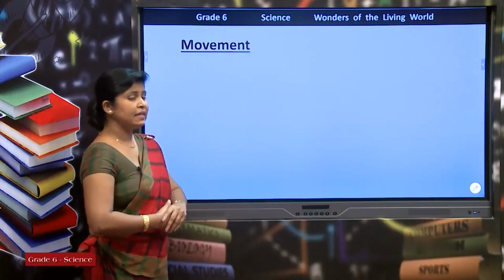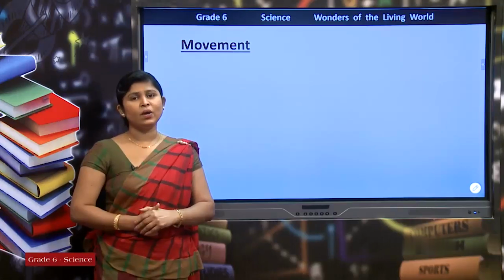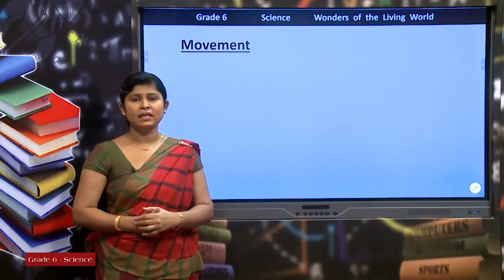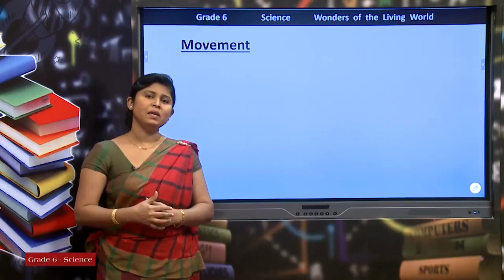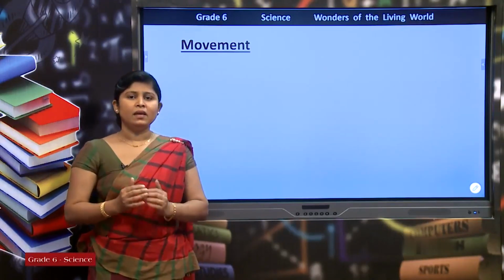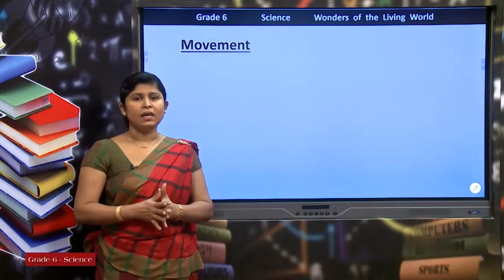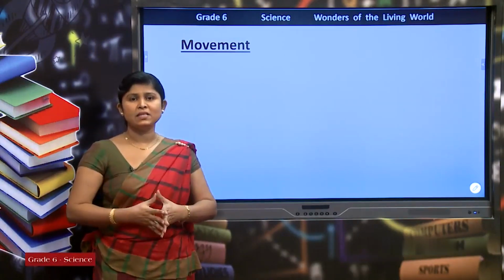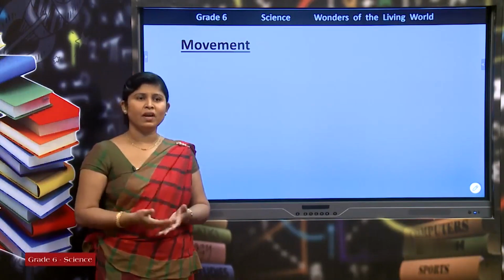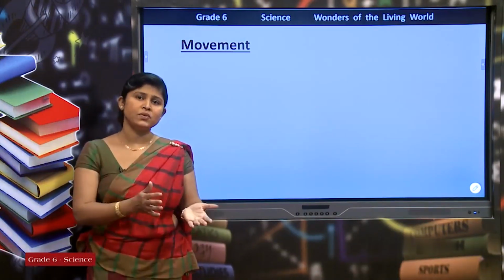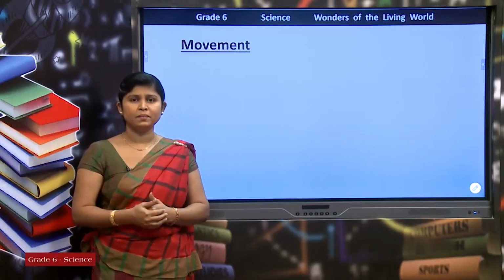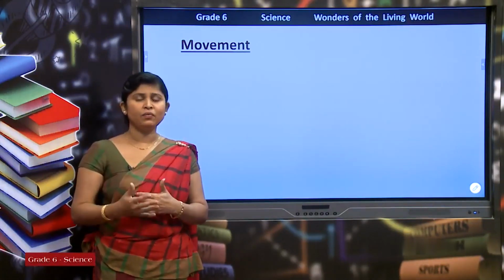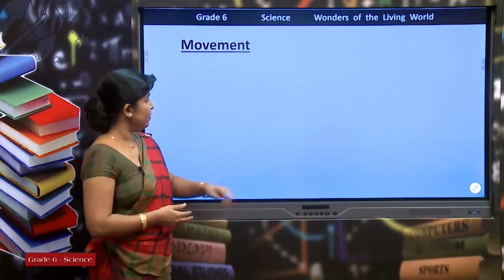Now, let's take the next characteristic of organisms, that is movement. What do you mean by movement? If any animal can go from one place to another, that is simply known as a movement. When we think about ourselves, we can go from one place to another while walking. That is our method of movement. In that way, there are different methods of movement. We will see.